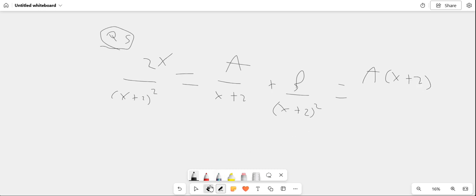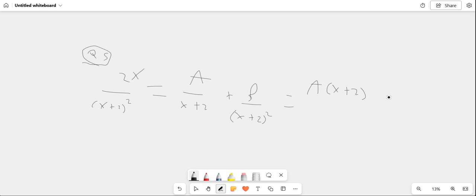So x plus 2 goes up on top there, plus, this one is not lacking anything, so it's just plus b.